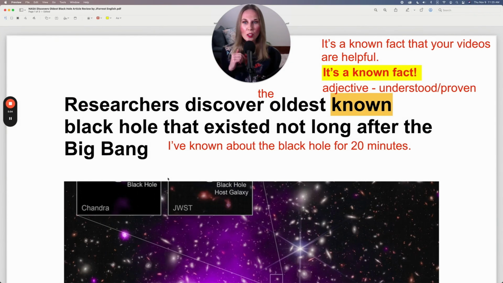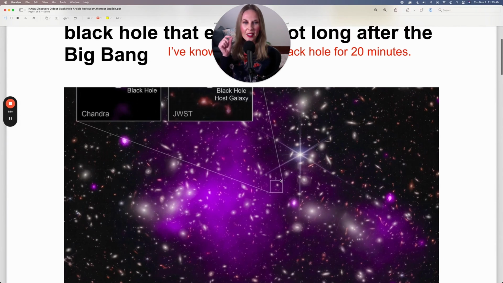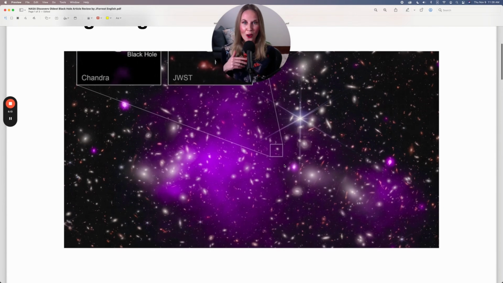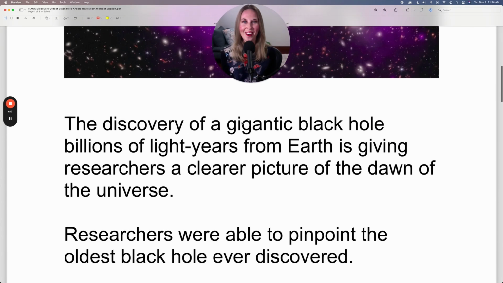So let's continue and learn about this black hole. So I guess this is an image right here in this box of the black hole. I am not a science expert. I don't know very much about black holes. Do you? Because maybe I will learn a lot about black holes in this article, and you'll learn a lot about black holes and English from this article.